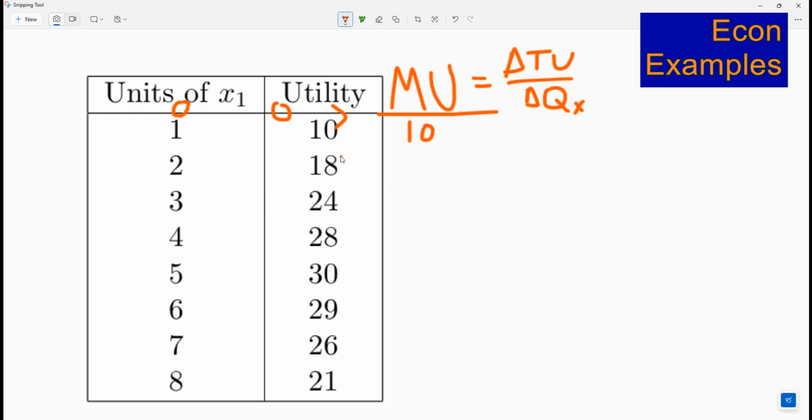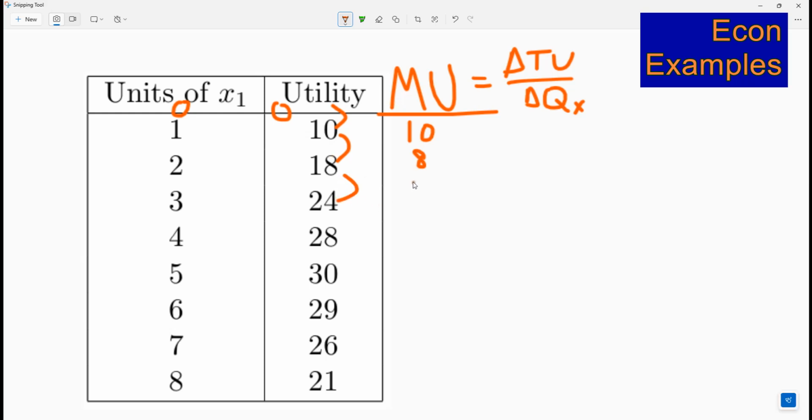What a lot of people will do, what I do, is ask: what do I have to add to this to get to here? And that would be 8. For some other people, it's easier to take this new number and subtract the old number. You're just calculating the difference. And that would give you the marginal utility.